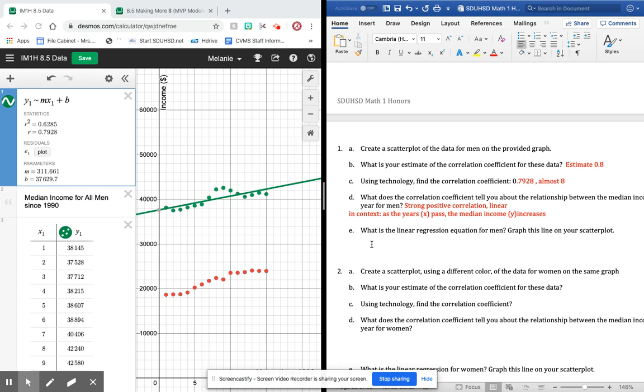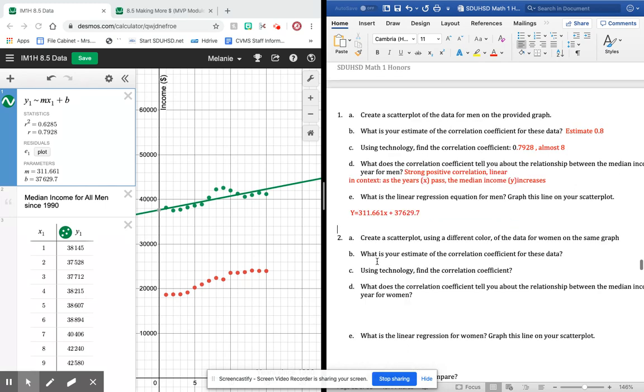And what is the linear regression equation for men? Well, the linear regression equation is given to us because we know the slope, we know the y-intercept. So I can go ahead and write my equation. y equals m, which is 311.661 x plus 37629.7.